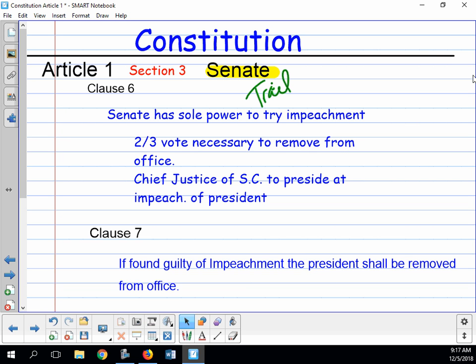So we're going to begin with Article 1, Section 3. We're talking about the Senate here. So we're starting with Clause 6. The Senate has sole power to try impeachment.